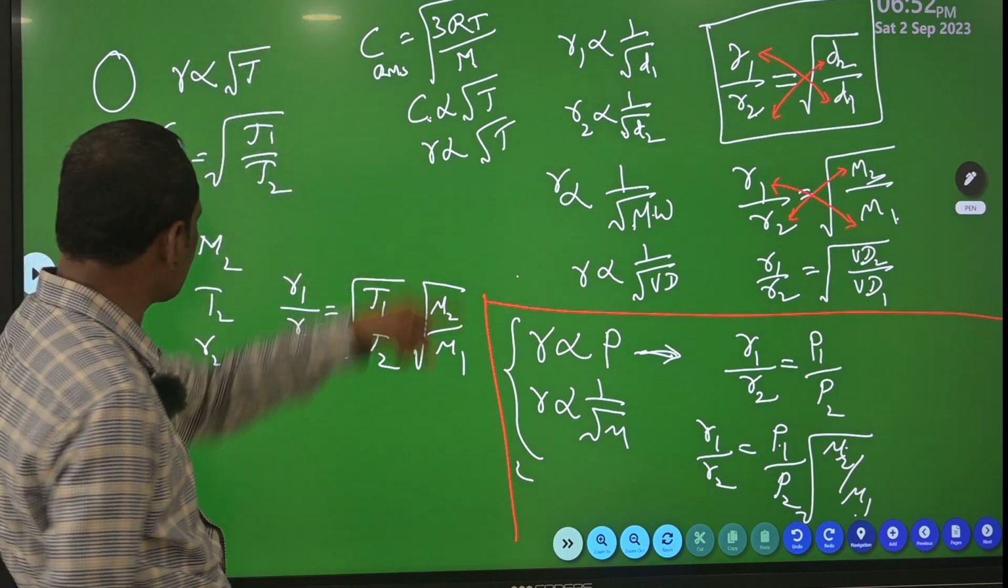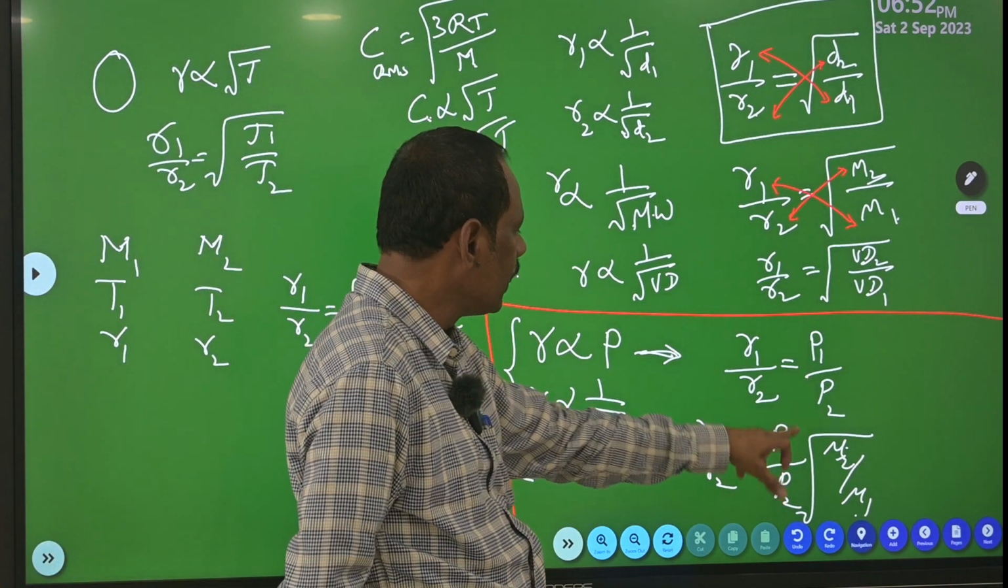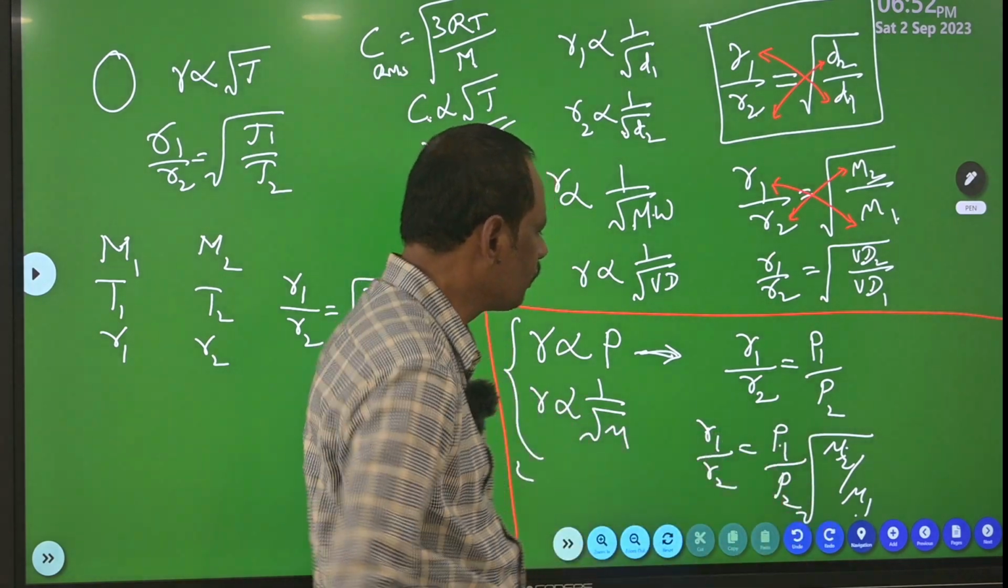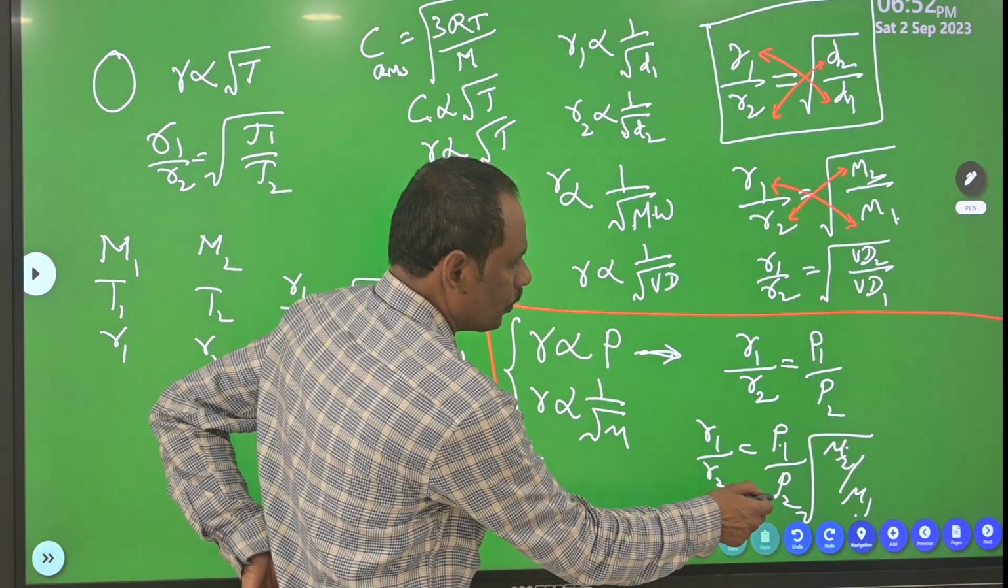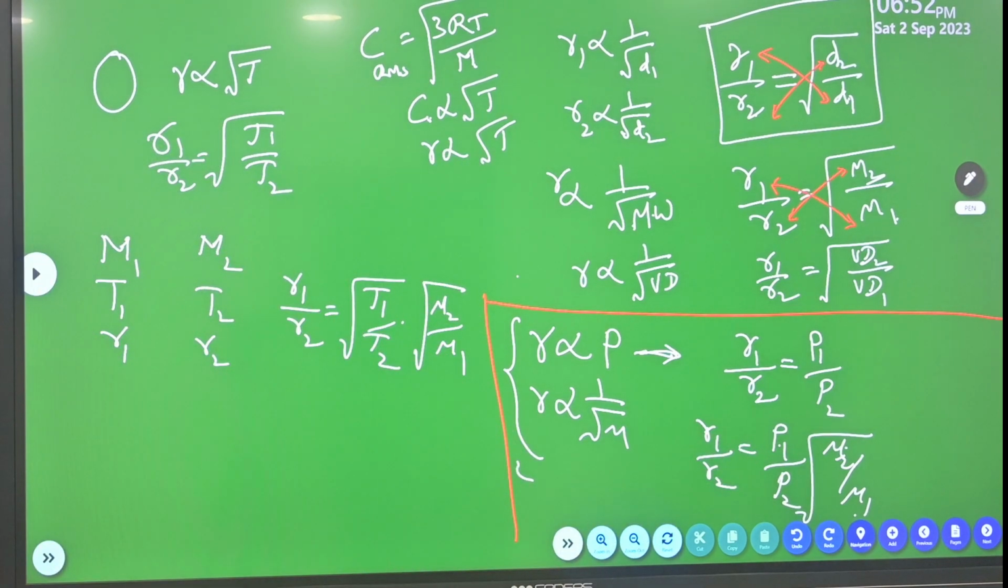If two different gases are taken at two different pressures, then R1 by R2 is equal to P1 by P2 into root of M2 by M1. Here P1 by P2 is not under root. Here T1 by T2 is under root.